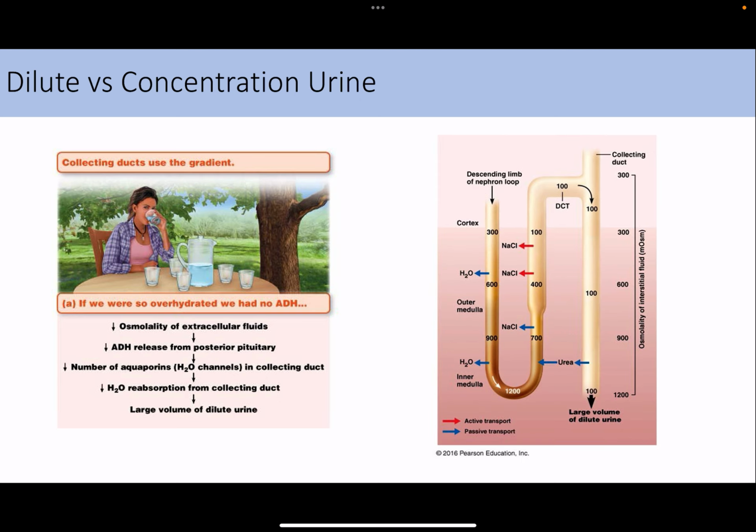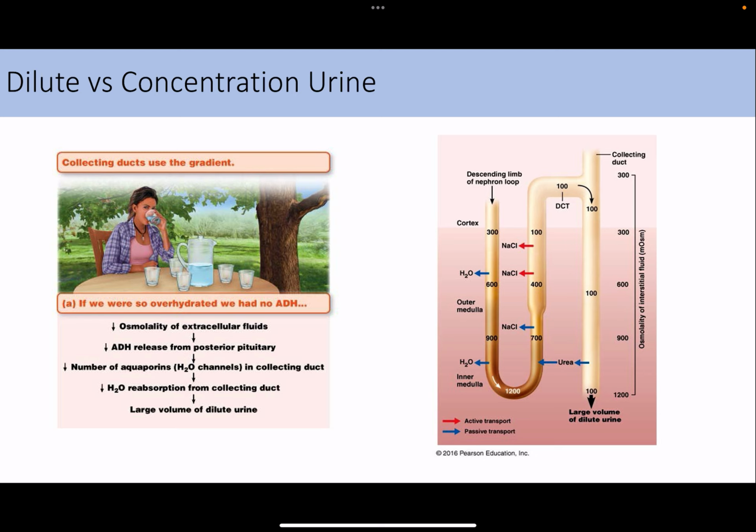If you are overly hydrated, this girl's drinking like 6 cups of water at the same time. If you're super overly hydrated where there's no ADH being released, what's happening here is the osmolality of your extracellular fluids is going to drop dramatically because you're diluting everything by bringing in too much water. And we talked about before, there is such a thing as water toxicity. You can have too much water.